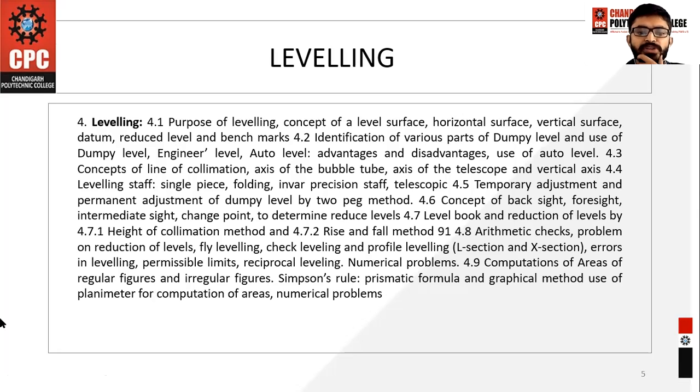So this was about the reduced level and the benchmark. What is reduced level? This is simply the height or depth of the ground surface that we call the reduced level. What are benchmarks? The height above the mean sea level is known as the benchmark. Then the various parts of the dumpy level: there is a telescope, there are the foot screws, and there are the tightening screws that are available on the dumpy level and the auto level as well.